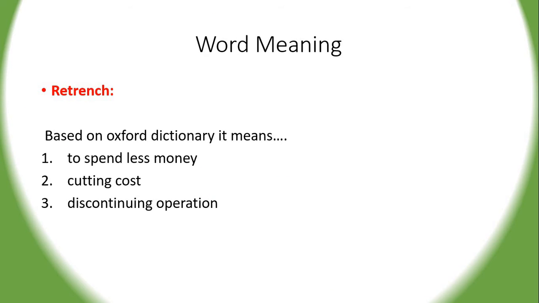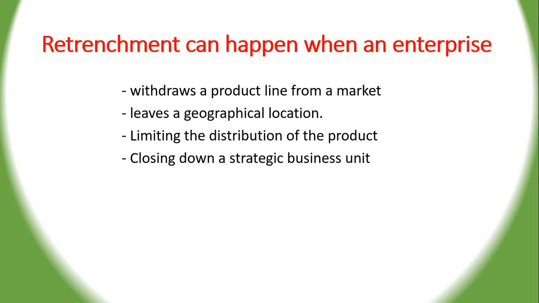Before we go to talk more in detail about the retrenchment strategy, at first we're going to explain the word. The word retrench, based on the Oxford Dictionary, has the following meanings: to spend less money, cutting cost, or discontinuing operations. Now, let's talk about why and when, or how, the organizations are utilizing this particular strategy.